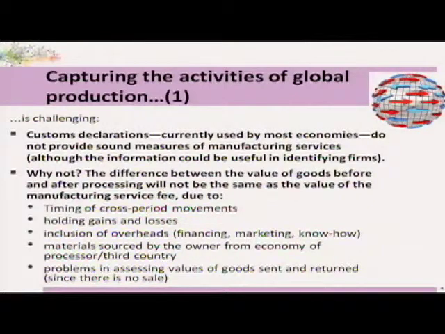So if you're looking at the difference between the goods before processing and after processing, there's obviously going to be a discrepancy. The other one relates to the timing of the cross-period movements. The goods returned after processing may be returned in a different period, a different quarter or different year. So you really cannot look at the two and say that there is a relationship between the before and after.